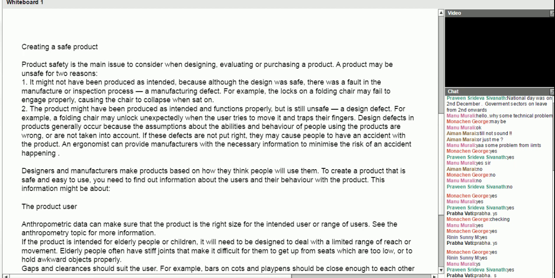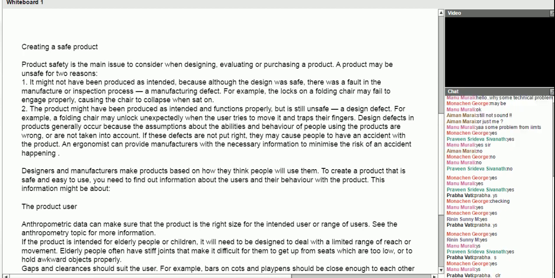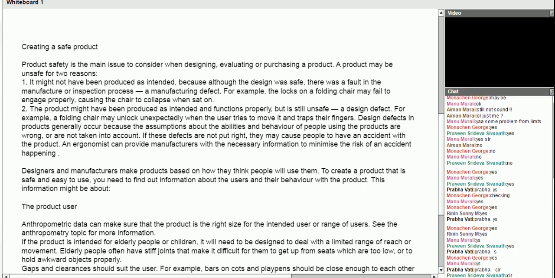An ergonomist can provide manufacturers with the necessary information to minimize the risk of any accident happening. Clear? Simple. Designers and manufacturers make products based on how they think people will use them. To create a product that is safe and easy to use, you need to find out information about the users and their behavior with the product.